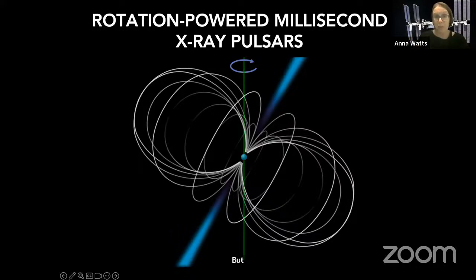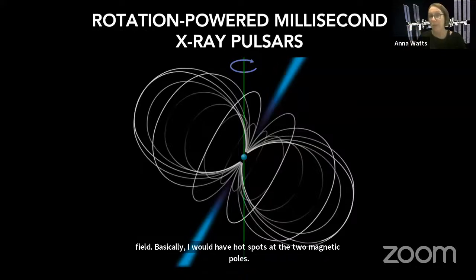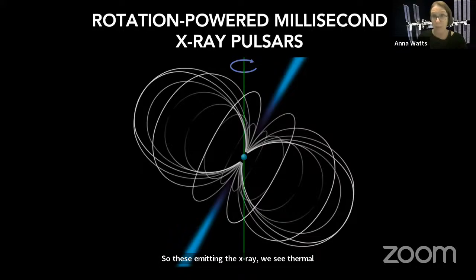And in principle, here we have a simple dipole magnetic field. Basically, I would have hot spots at the 2 magnetic poles. So these emit in the X-ray, we see thermal emission, and these are the type of stars that we're looking at.